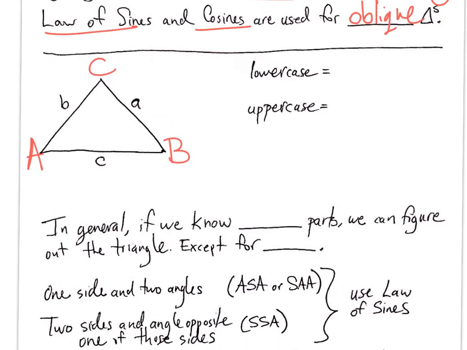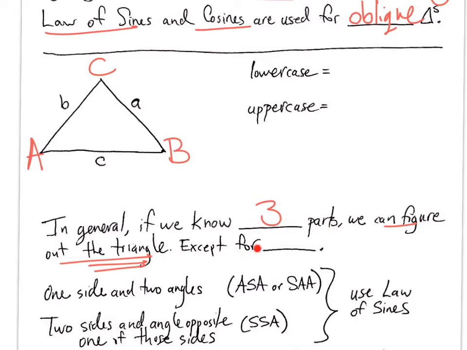So, in general, if we know 3 of the parts, we can figure out the triangle. You'll see questions where it says solve the triangle. And what that means is we're trying to figure out all the angles and all the sides. So we have 6 pieces of information that we need. And in general, if we know 3 of those, we can figure out the rest.